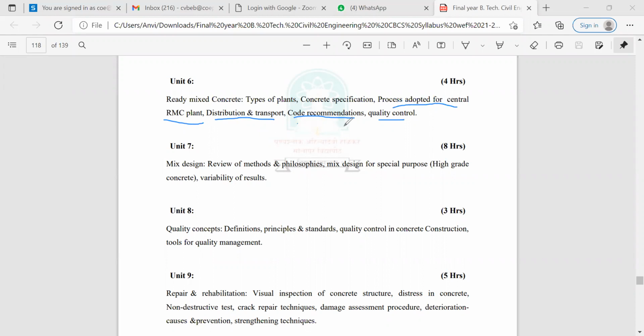Then code recommendation. As I discussed for the mix design, there are some codes, and by using these codes we mix the concrete. And quality control also. While transferring the concrete to the site, the quality is maintained by the mixer, which is rotating continuously from the location of the RMC plant to the location of the site.